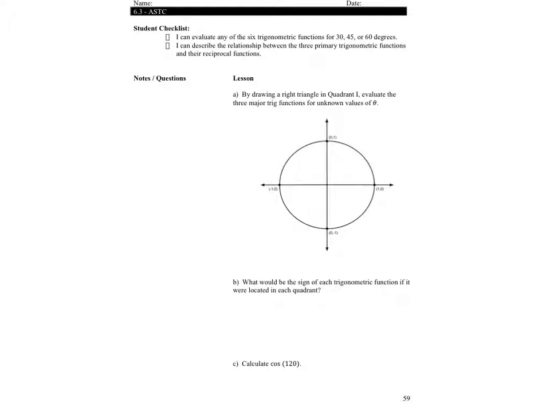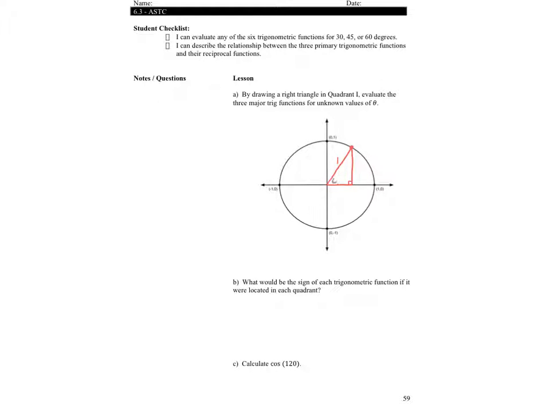Okay, so what we're going to attempt to do here is to evaluate some trig functions by taking those special right triangles that we keep using and inscribing them inside of the unit circle. So we're going to start by just drawing a right triangle that is in quadrant 1, and we're going to evaluate the three major trig functions for unknown values of theta, where theta is that interior angle. So I'm going to pause and draw that triangle.